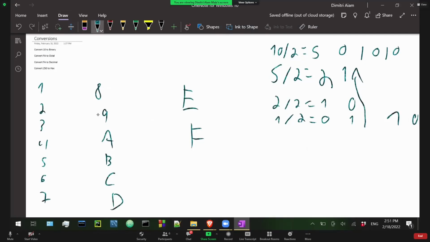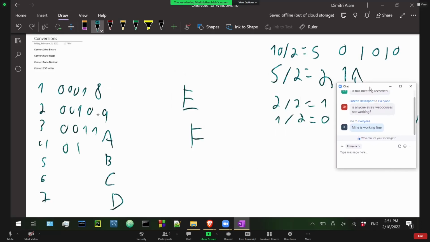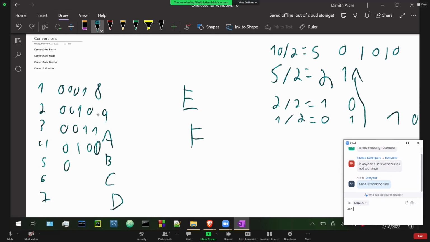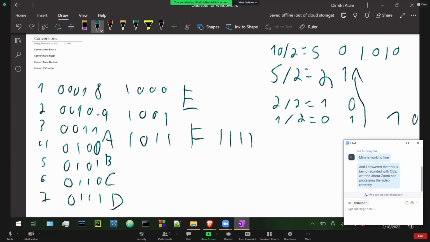So 1 is 0001, 2 is 0010, 3 is 0011, 4 is 0100, 5 is 0101, 6 is 0110, 7 is 0111. Number 8 is 1000, 9 is 1001. Letter A is 1011, and the last one, F, will be 1111. So we want to know F and A, FA in binary.